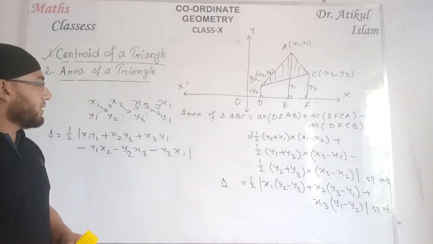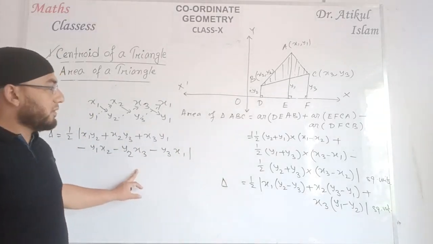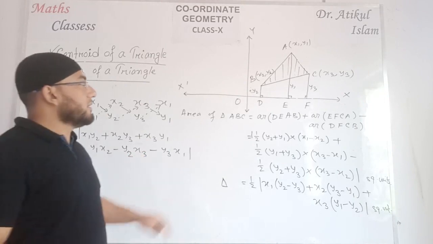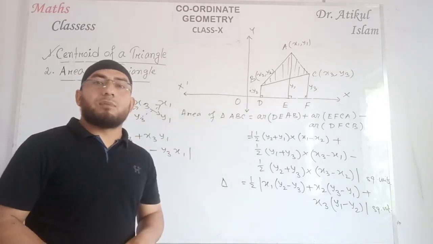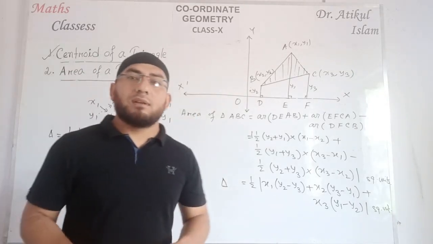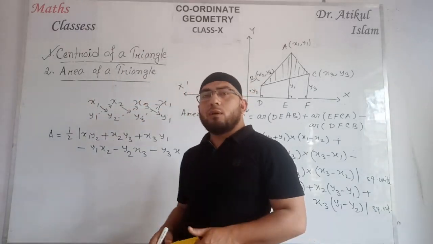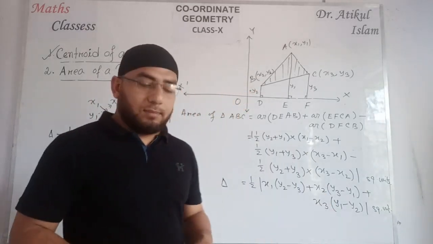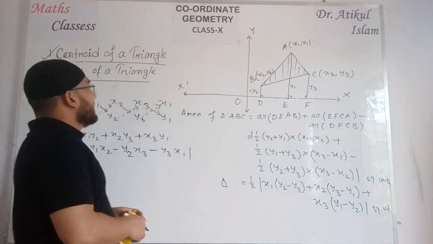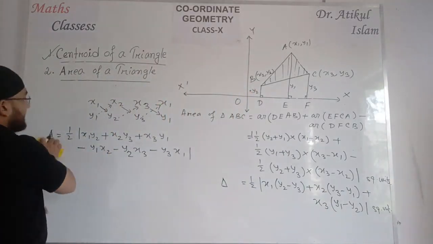So in this way, you can find the area of the triangle, or you can deduce the area of the triangle in terms of the coordinates x1, y1, x2, y2, and x3, y3. Okay. So now we will do some examples. So let us take examples.